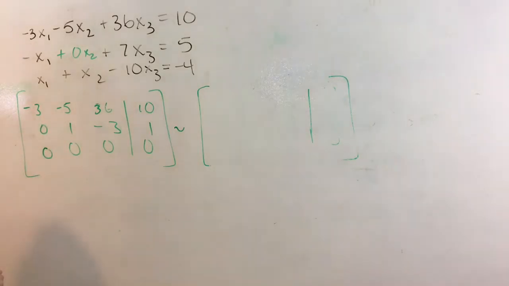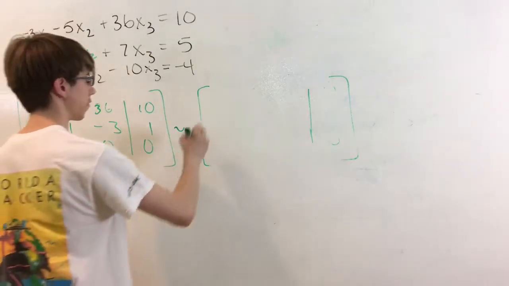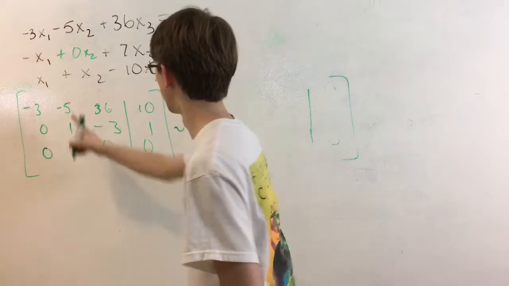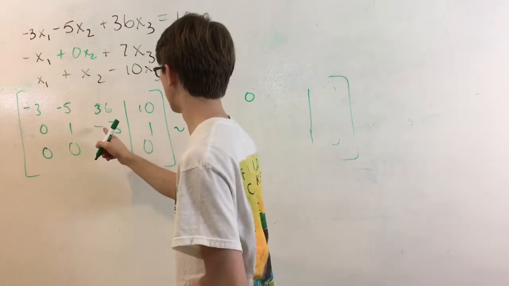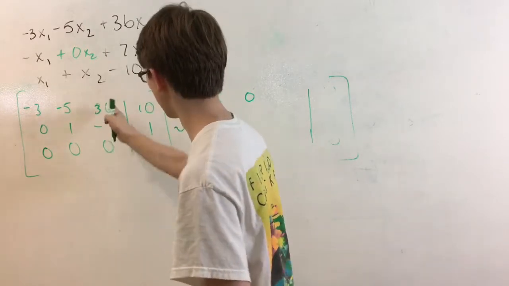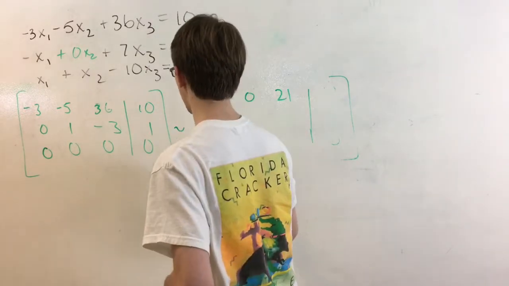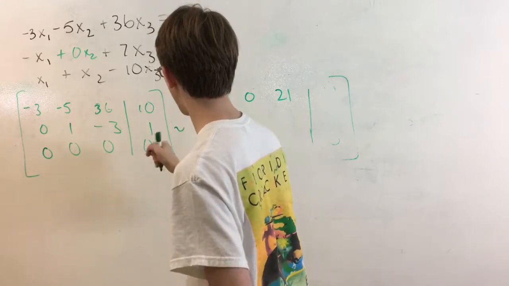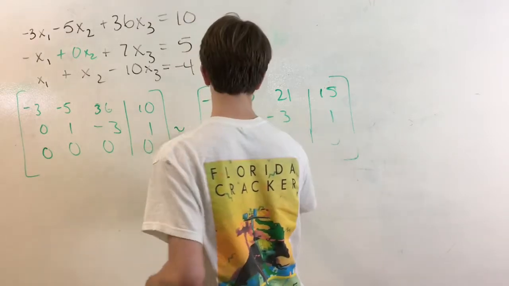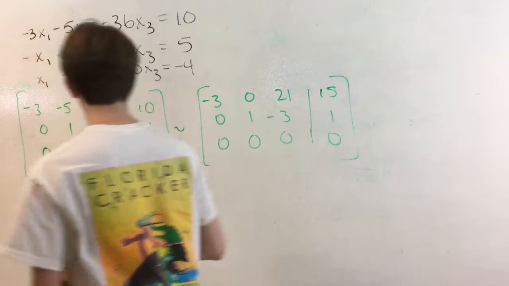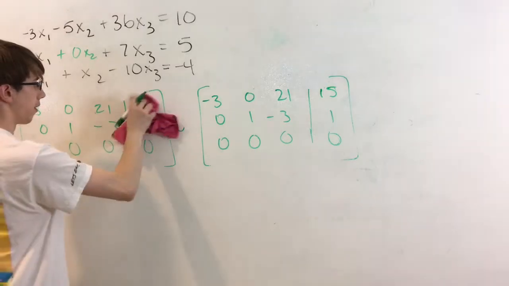So in order to do that, we would do row 1 plus 5 times row 2. That's -3 plus 5 times 0, that's -3. -5 plus 5 times 1 is 0. 36 plus 5 times -3, that's 36 plus -15. 36 minus 15 is 21. And then 10 plus 5 times 1 is 15. And then we end up with 0, 1, -3, 1, and then 0, 0, 0, and 0. And we'll move this over there. 0, 21, and 15.